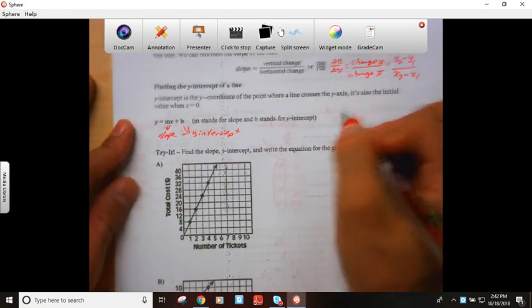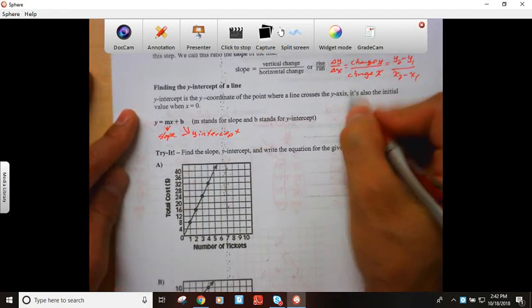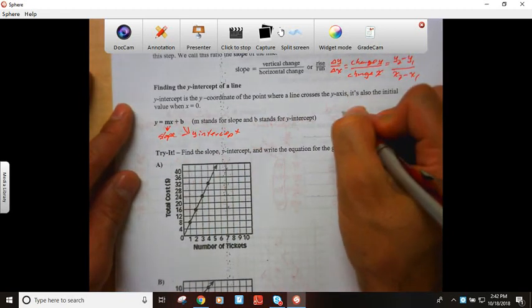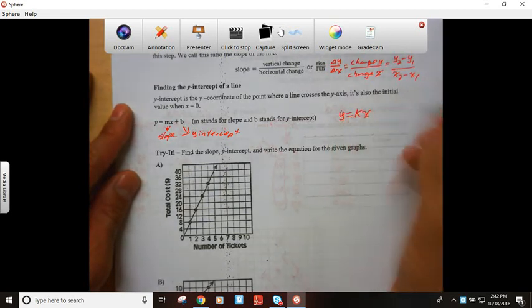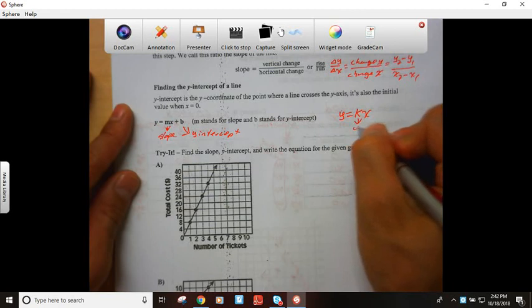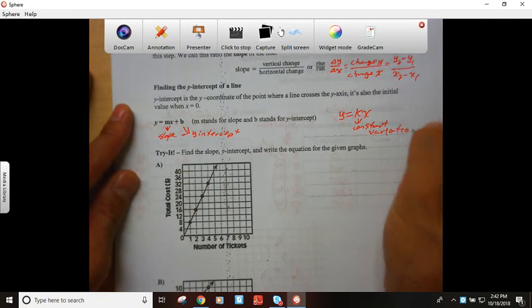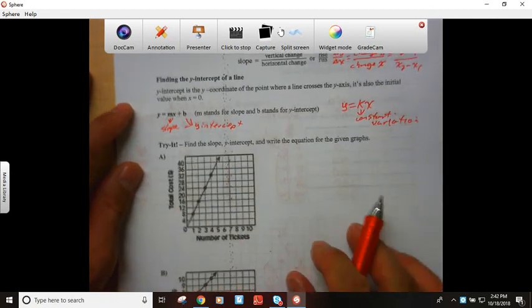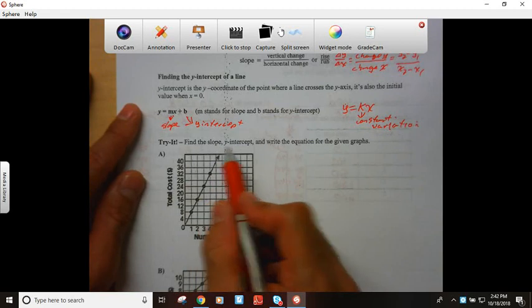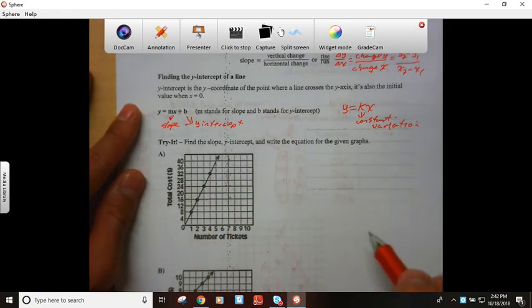Okay? In a direct variation, you are in the format of y equals kx, where k is your constant of variation. All right, so let's take a look at these two. We need to identify the slope, the y-intercept, and then write an equation.